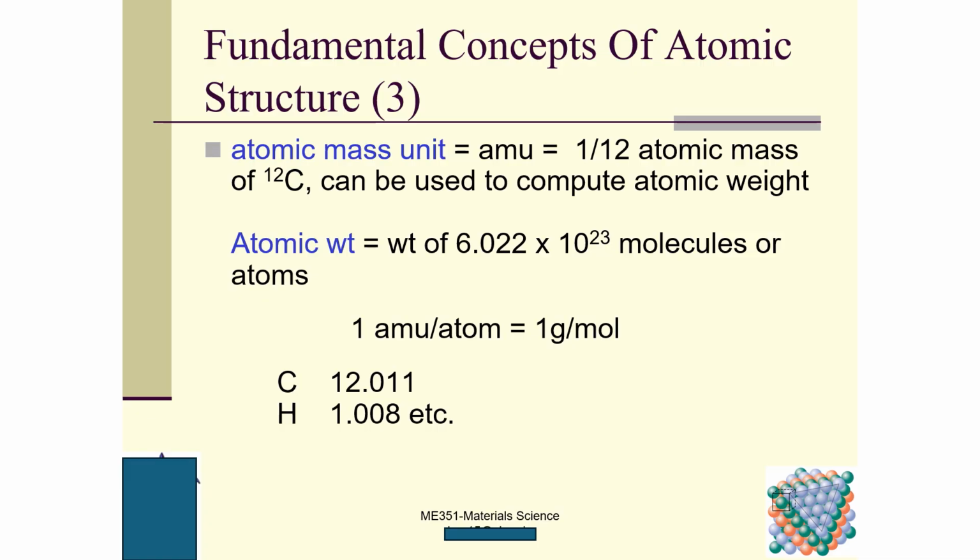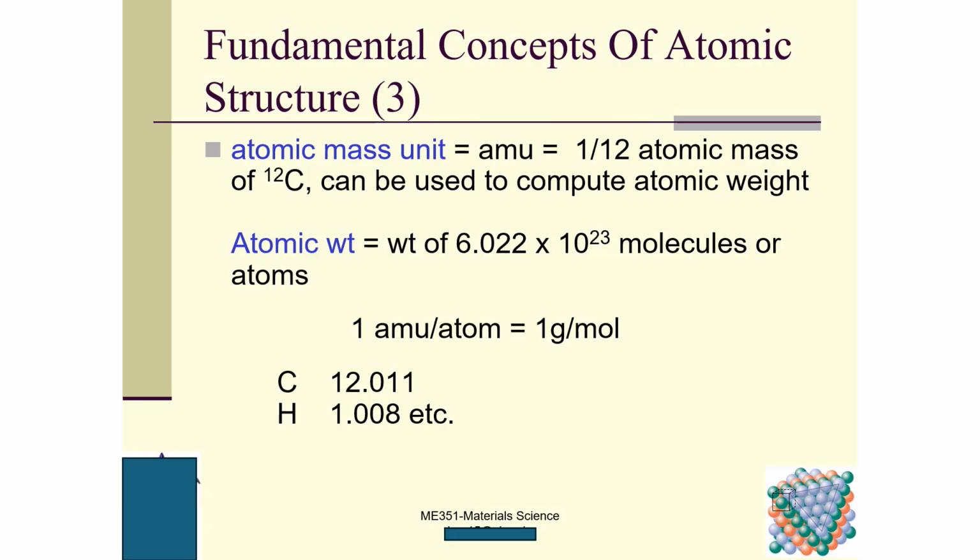And then we talk about other fundamental concepts. The atomic mass unit, which we denote for short as AMU, equals 1/12 of the atomic mass of carbon 12, and can be used to compute atomic weight. Why do we use carbon 12? Carbon 12 is the most important element in the universe. Without it, it is impossible to have any biological atoms in this environment. For this reason, carbon 12 is treated as the most important element, at least for the universe we are living in.